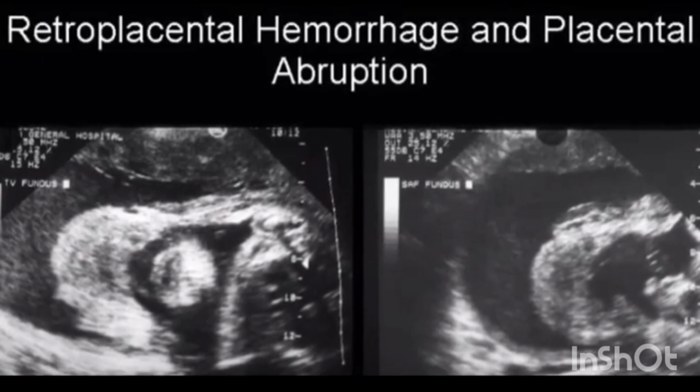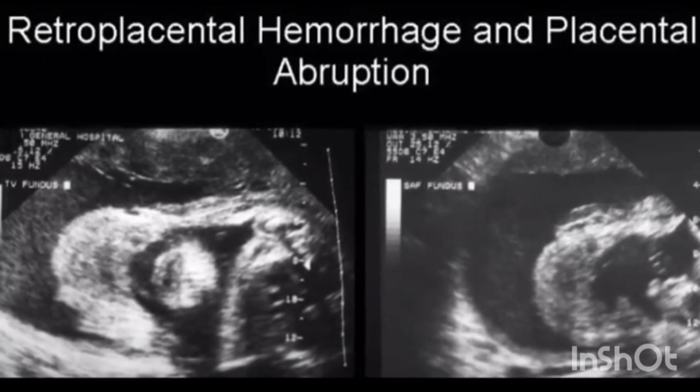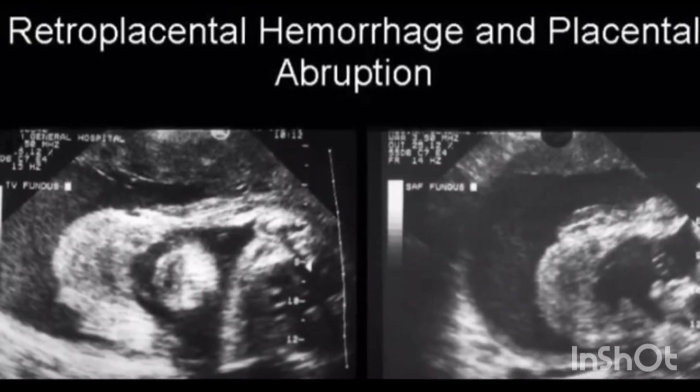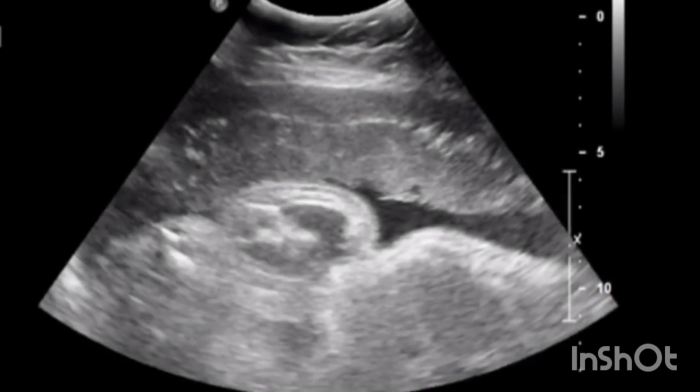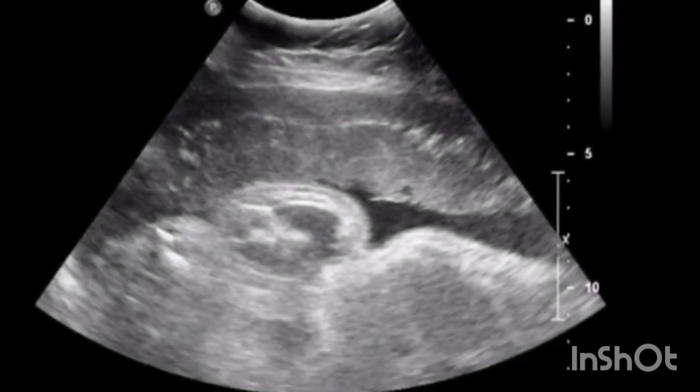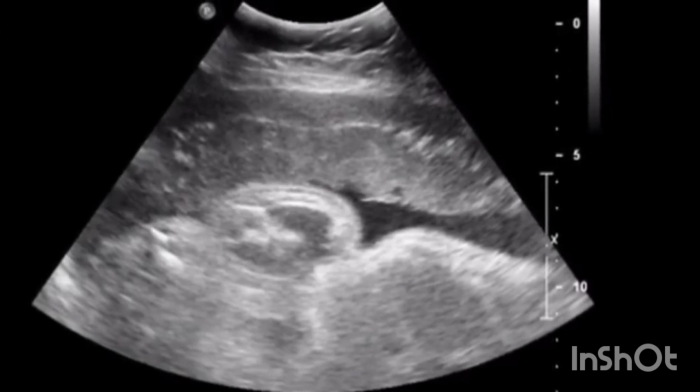This condition is usually seen in the third trimester, but it can happen any time after 20 weeks of pregnancy up until delivery. Placental abruption can be life-threatening to the fetus and sometimes to you.